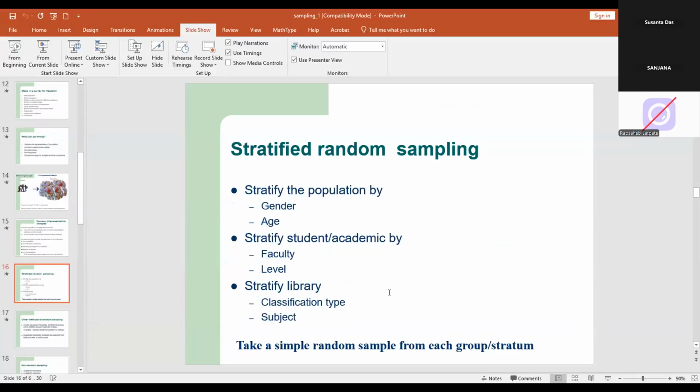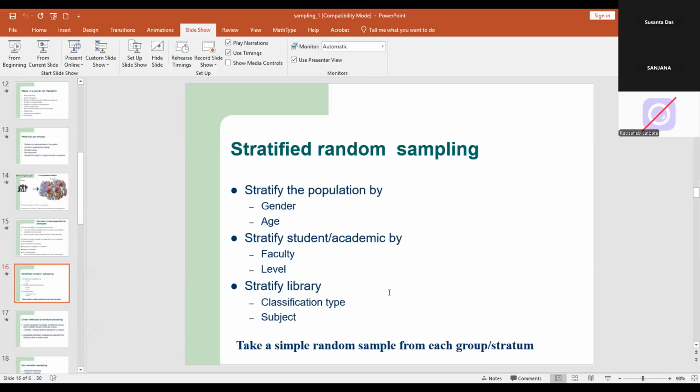Now, other methods of random sampling, that is, cluster random sampling. Here in cluster random sampling, the population is divided into groups. Suppose we divide the population into 50 groups. Then among these 50 groups, we choose 5 groups and enumerate each and every individual. Within the group there is huge heterogeneity, but between the groups they are identical. This is called cluster sampling.